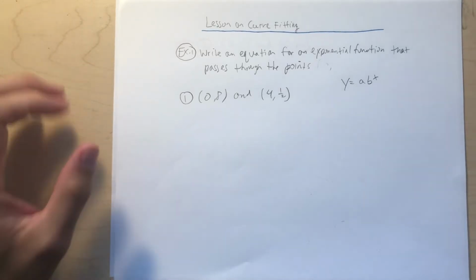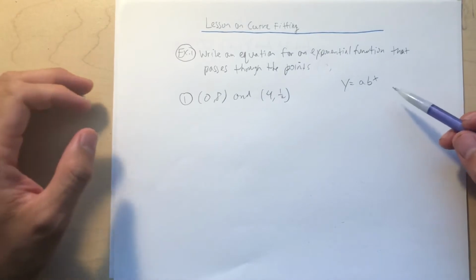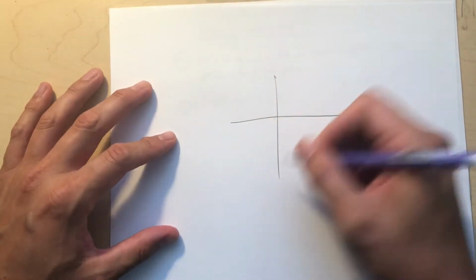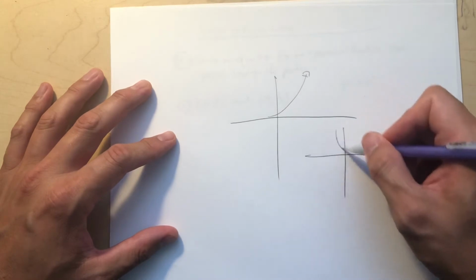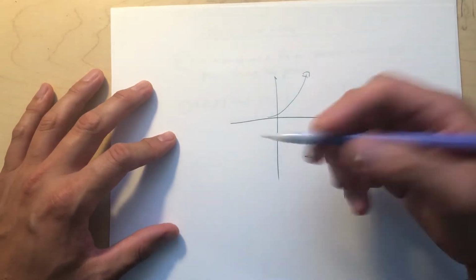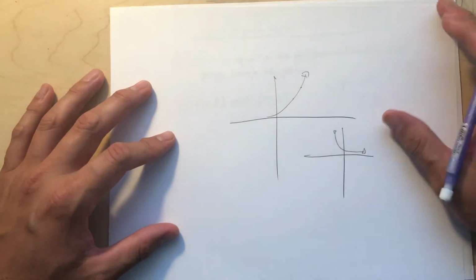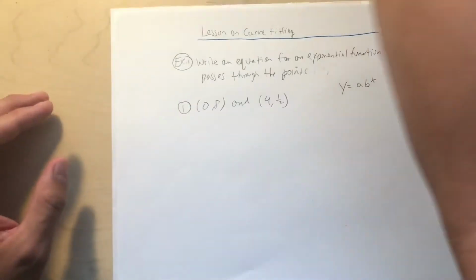Hello students, welcome to the lesson on curve fitting, meaning that they want you to write an equation of an exponential function. Curve fitting means that an exponential graph always looks something like this, or in reverse, something like this. They want to know, if they give you 2 points on a curve, what is the equation of that exponential function?